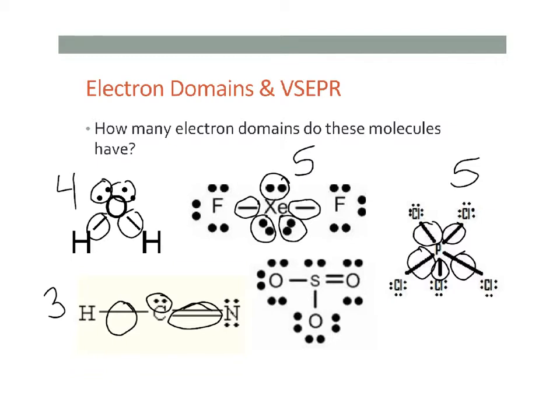Finally, let's look at SO3. On the sulfur, we have 1 lone pair, and then we have 1, 2, 3 electron domains that are involved in bonded pairs. So total, there are 4 electron domains.